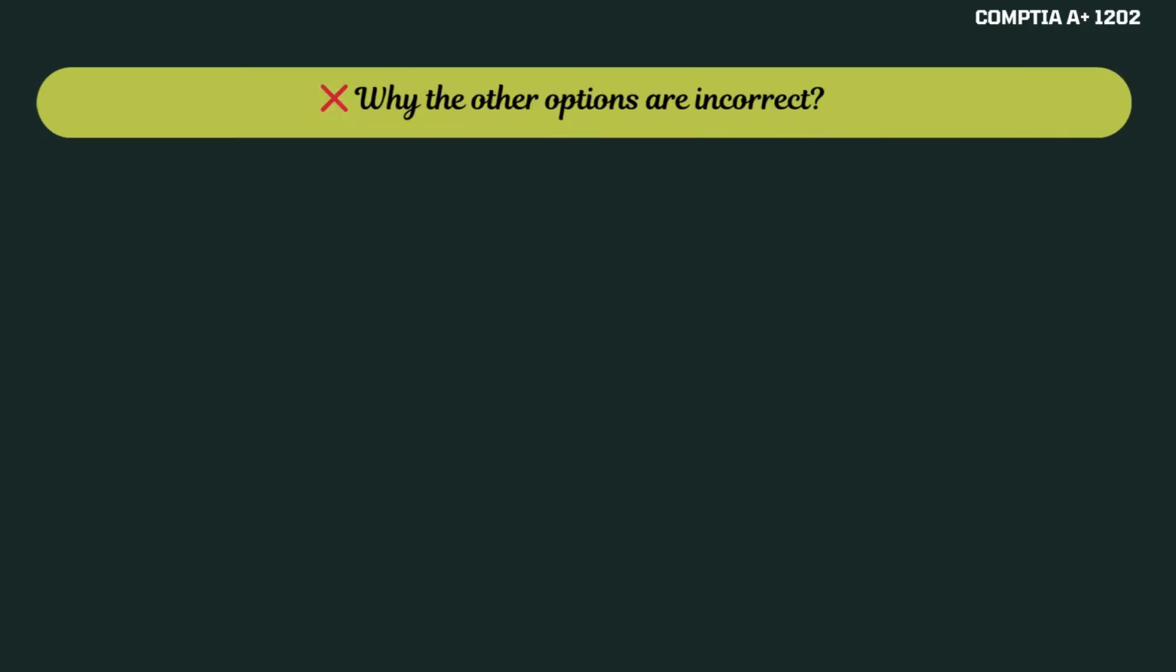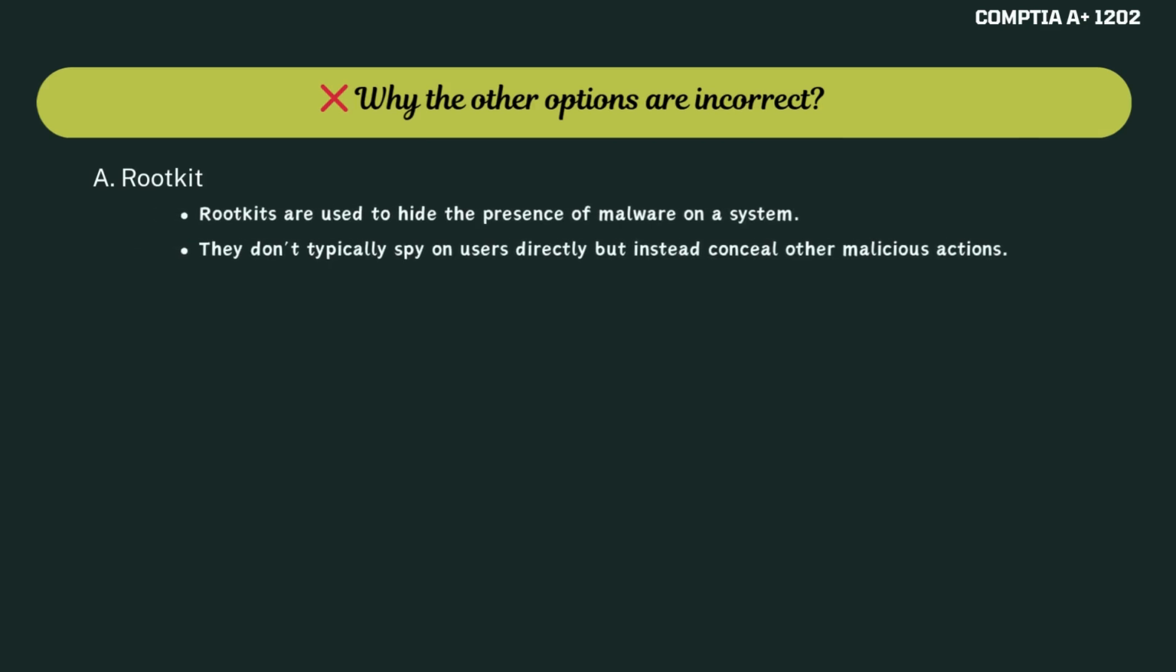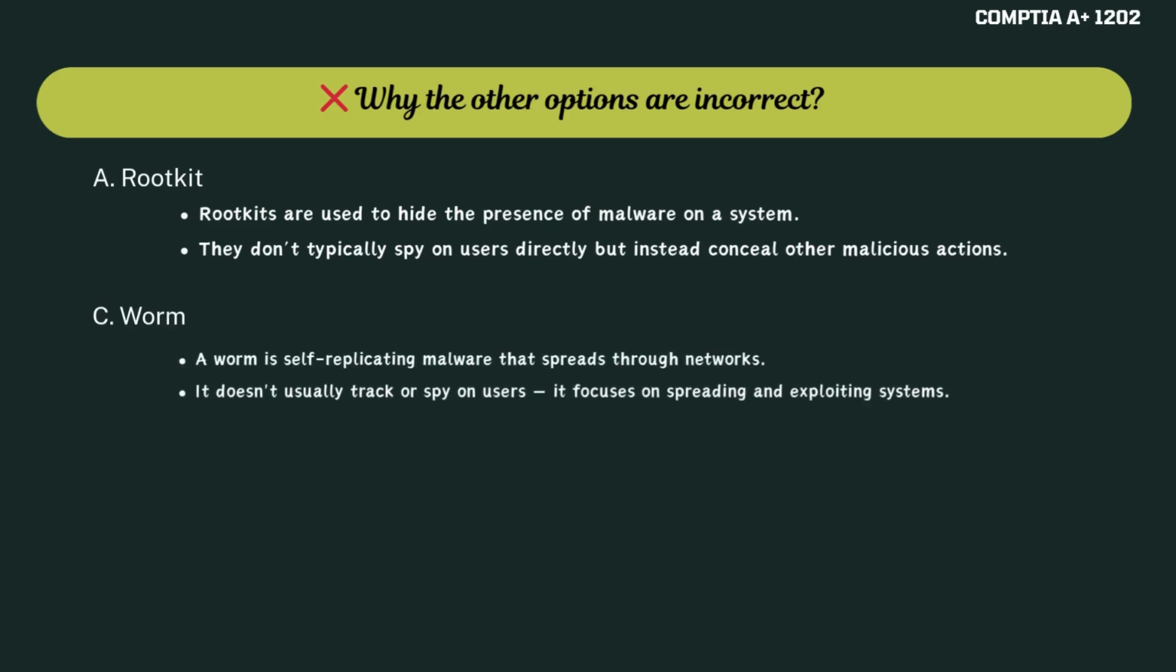Why the other options are incorrect. A. Rootkit. Rootkits are used to hide the presence of malware on a system. They don't typically spy on users directly, but instead conceal other malicious actions. C. Worm. A worm is self-replicating malware that spreads through networks. It doesn't usually track or spy on users. It focuses on spreading and exploiting systems.